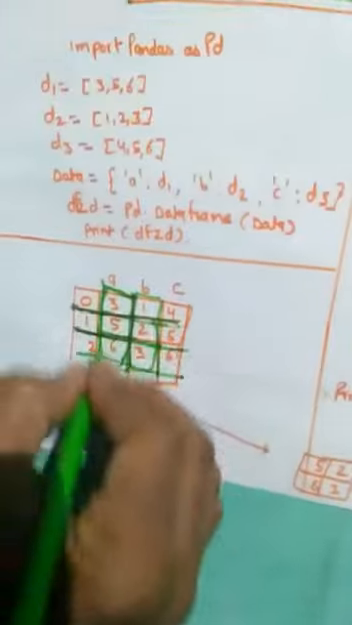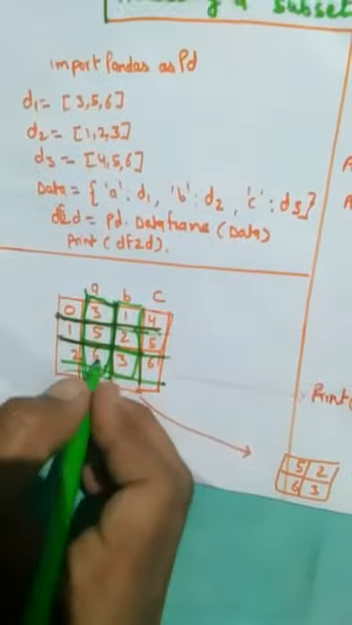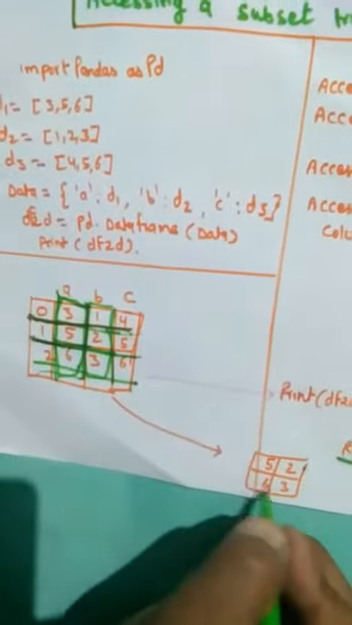Now in this statement df2d dot loc 1 colon 2 a colon b. So what we can see here is the first row, this one is the first row and second row, and a column b column, this one a and b. So the final output will be 5263. So this is accessing a subset from a data frame.